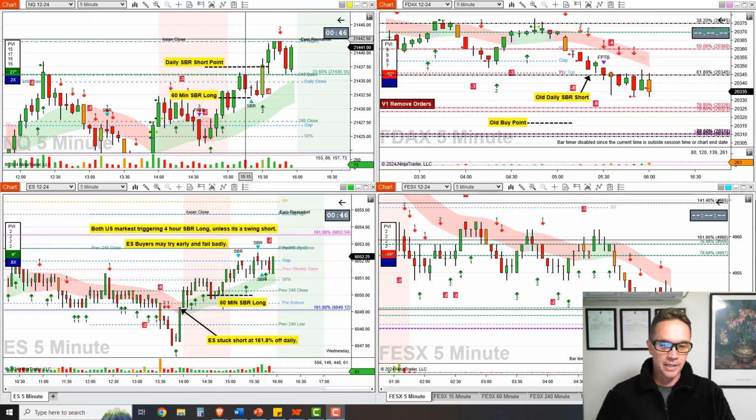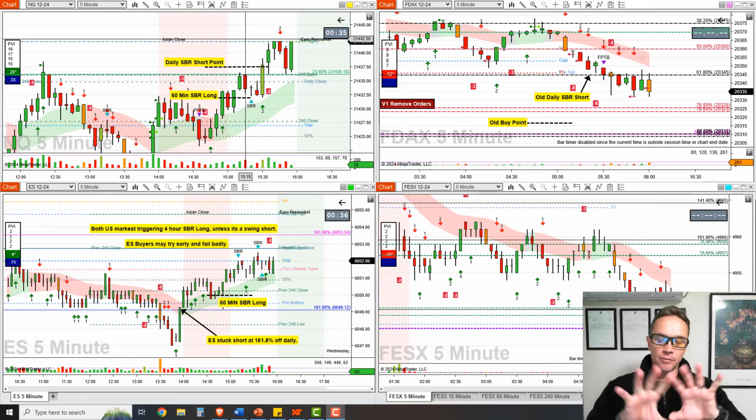So bottom left-hand corner, ladies and gents, that is the S&P 500. Top left-hand corner is the NASDAQ. Top right-hand corner is the FDAX, and the bottom right-hand corner is the FESX. Now, guys and girls, the reason that the charts are set up like this is because ultimately different groups of traders will trade different markets.